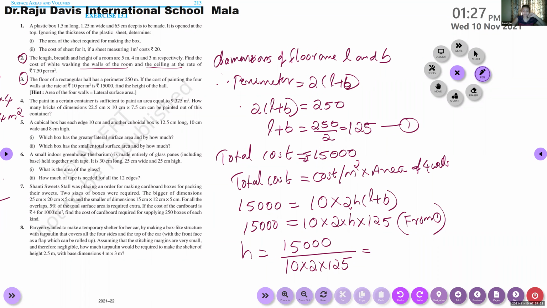Height is 6 meter. Correct. 0, we can cancel. 750 and 2. Then 6. Correct it.